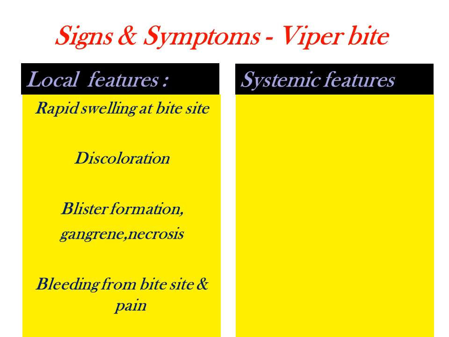So what are they? They include rapid swelling at the bite site. It can be discoloration or blister formation. In extreme cases, there can be gangrene and necrosis. The reasons, as we know, are mostly the different effects of the enzymes present in the snake venom. In other cases, as far as viperine bites are concerned, bleeding from the site along with pain is also seen.